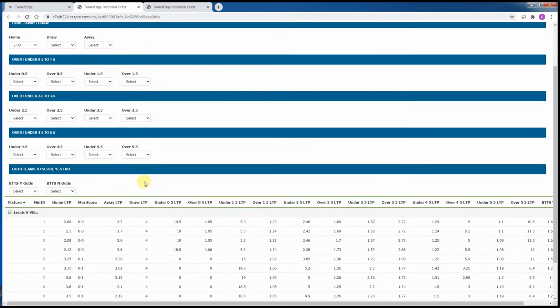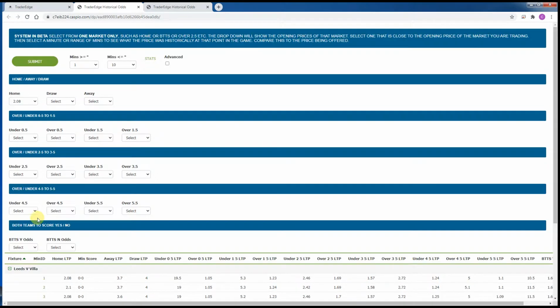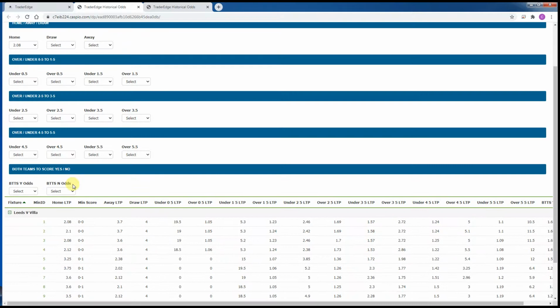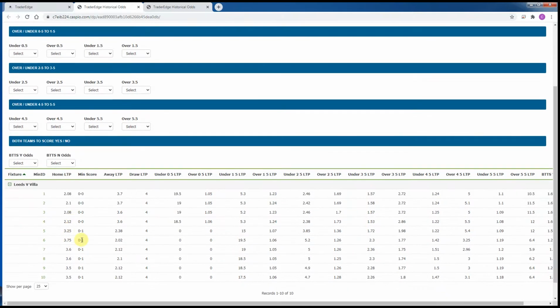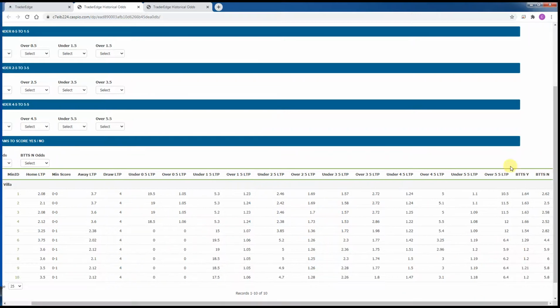It was Leeds v Villa. So the opening price was 2.08. So we can see that there, and we can see how the price moved. There was a goal there quite early, so you can see the home side's price has jumped out. The reason being, obviously there's a goal being scored against them, but also you've got all the other odds here, and you can order them, and you can see what happened. These are all minutes here, so you can see the price for all these markets at each minute, right across to both teams to score yes, both teams to score no.